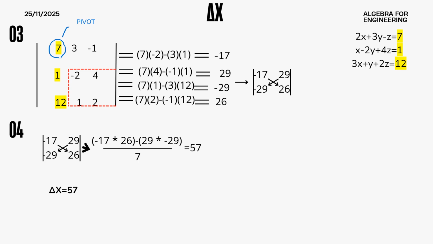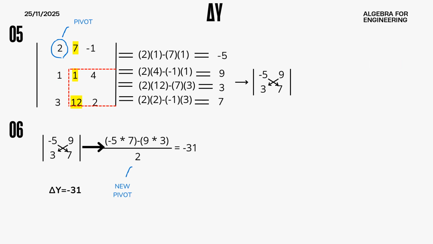Now into steps 5 and 6. The matrix once again changed. Now the x column has the x coefficients, but the y column has all the answers of the equations. So we're going to get the determinant of the y matrix, and the process is the same. Again, 2 times 1 minus 7 times 1, it's going to be minus 5, and we're going to put minus 5 in our new 2 by 2 matrix. Then 2 times 4 minus 1 times 1, it's going to be 9, and again with all the other values in our y matrix.